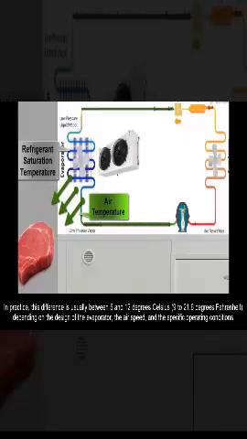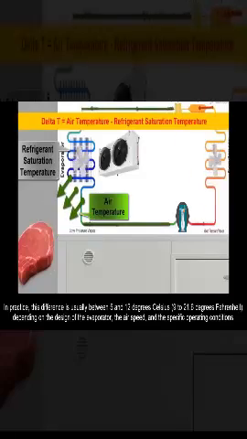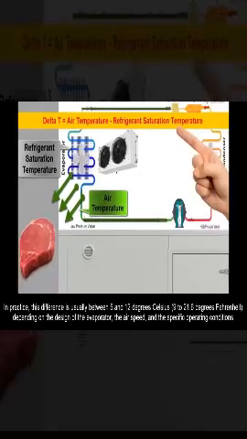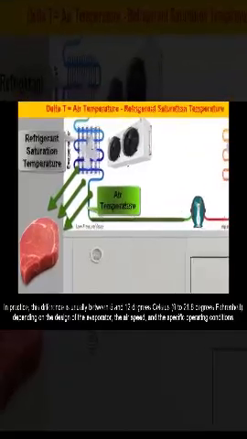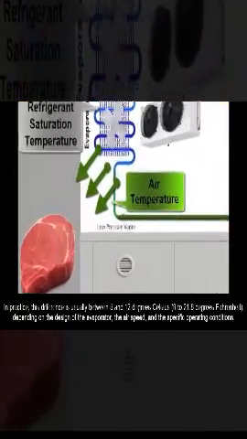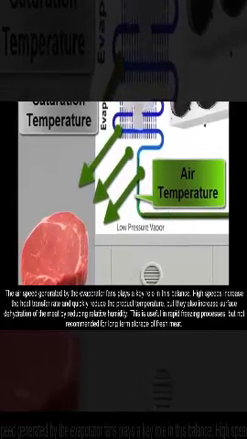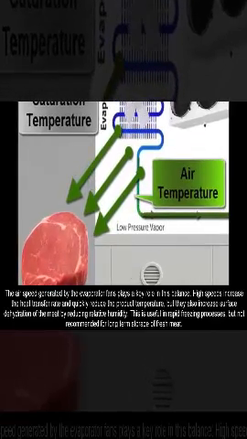In practice, this difference is usually between 5 and 12 degrees Celsius, 9 to 21.6 degrees Fahrenheit, depending on the design of the evaporator, the air speed, and the specific operating conditions. The air speed generated by the evaporator fans plays a key role in this balance.